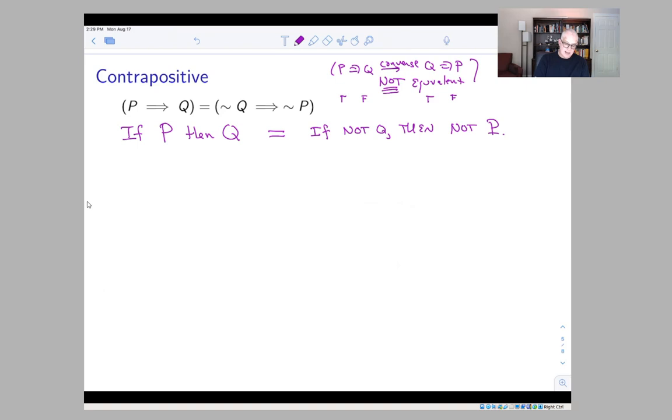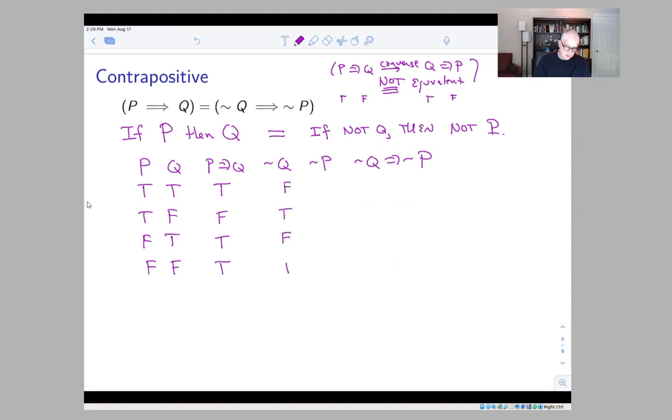And so let's first look at the truth tables just to make sure we believe this. So here's P and Q. Here's P implies Q. Here's not Q, not P. And here's not Q implies not P. So we have true, true, true, false, false, true, false, false. And remember, this is true, false, true, true. Not Q is false, true, false, true. Not P is false, false, true, true. And now, remember that not Q implies not P is true if not Q is false. And it's true if they're both true, and it's only false in this case. And again, if you compare these two columns, you see that they're the same.